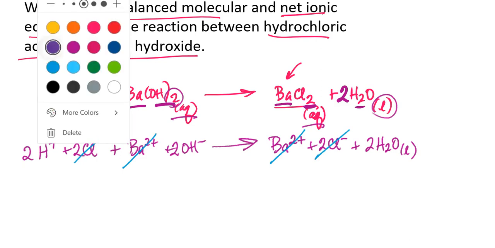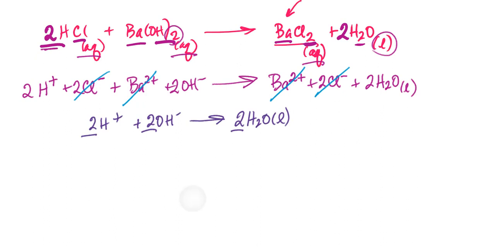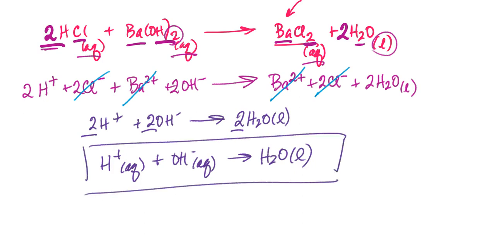So if I write out what's left, basically that gives me 2 hydrogen ions plus 2 hydroxide ions. That's going to give me 2 moles of water. However, if you notice, there is a common coefficient of 2 in each of these terms, and so that reduces out, and I get hydrogen ion in aqueous solution plus hydroxide ion in aqueous solution, and that's going to give me a mole of water. Now, as it turns out, this net ionic equation is actually pretty typical of strong acid, strong base neutralizations.